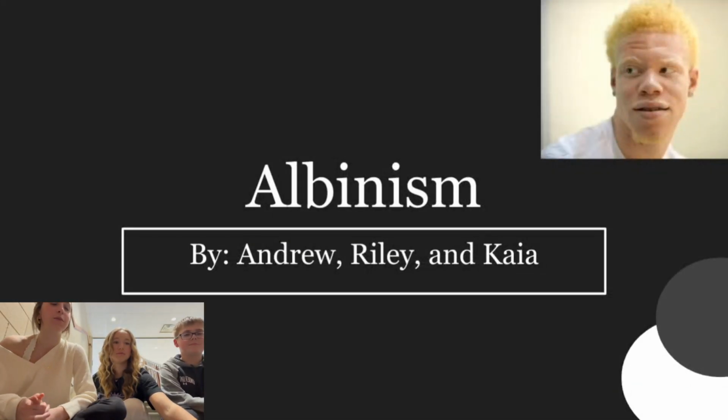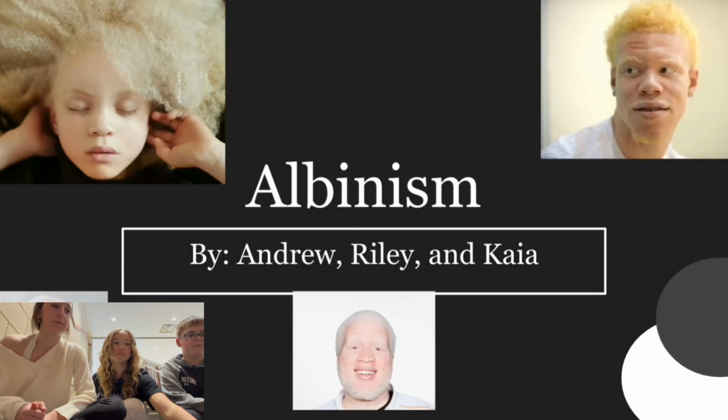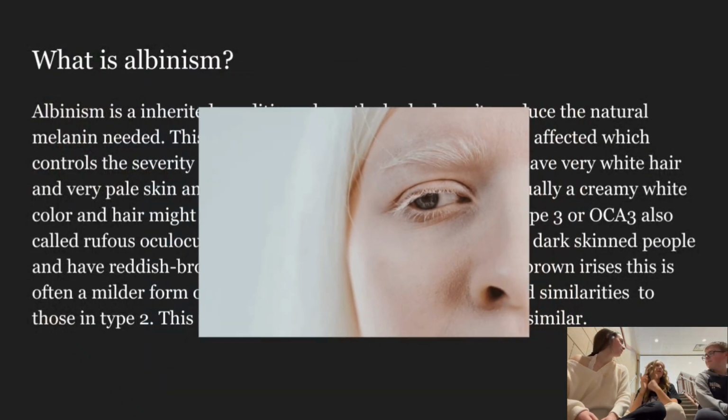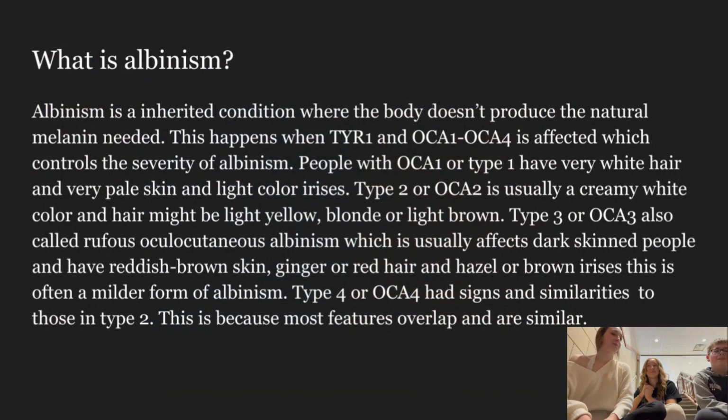And today we are going to be talking about albinism. Okay, Andrew, so let's tell our viewers a little bit about albinism. Albinism is an inherited condition where the body doesn't produce the natural melanin needed. This happens when TYR1 and OCA1 through OCA4 are affected, which controls the severity of albinism.